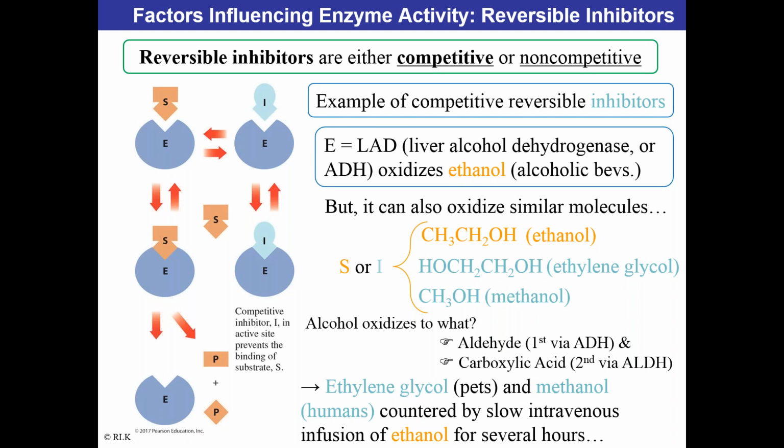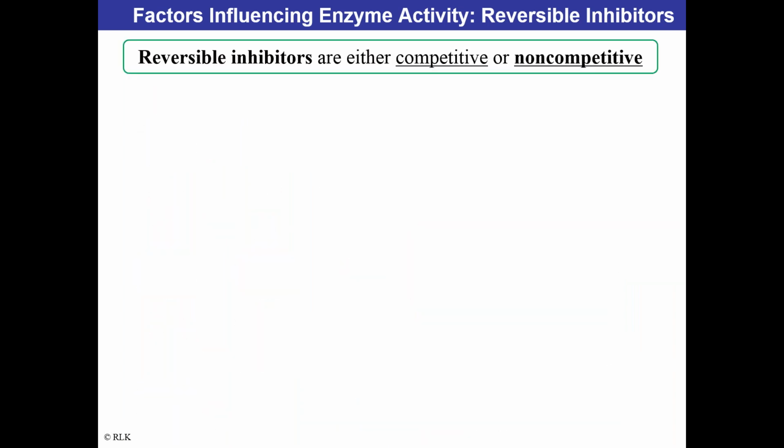So if somebody has ethylene glycol poisoning or methanol poisoning and they're admitted into the ER, you're going to have to hook up a drip, and the drip is going to be basically an ethanol drip. So yeah, it's one way, I guess, of getting your alcohol fix.